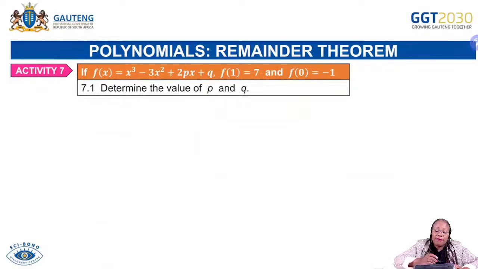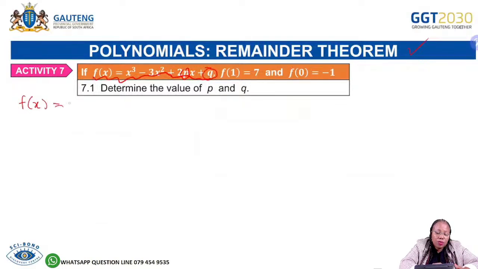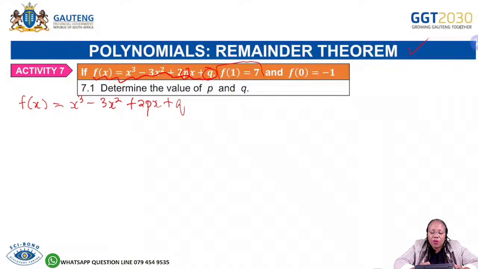We are still having f of x. We are still on remainder theorem. f of x is equal to x cubed minus 3x squared plus 2px plus q. In this case we are having 2 letters now, which are p and q there. Okay, our f of x function is equal to x cubed minus 3x squared plus 2px plus q. And then we are given f of 1 equal to 7. What does this mean, grade 12? It means when you substitute your x with 1, you get a remainder, that is 7.